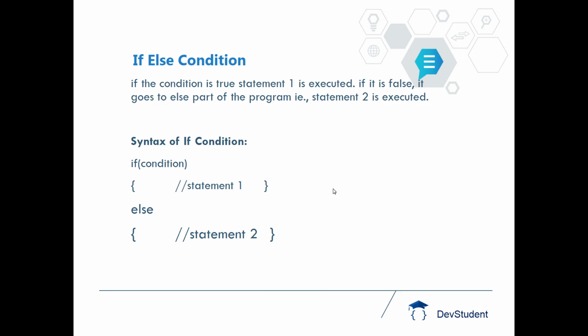In C#.NET, if you are writing multiple lines of code and you want to execute some of the lines of code based on some conditions, that means if you have two statements, if the condition is true, you want to execute the first statement, and if the condition is false, you want to execute the second statement. In that scenario, you can use if-else condition.